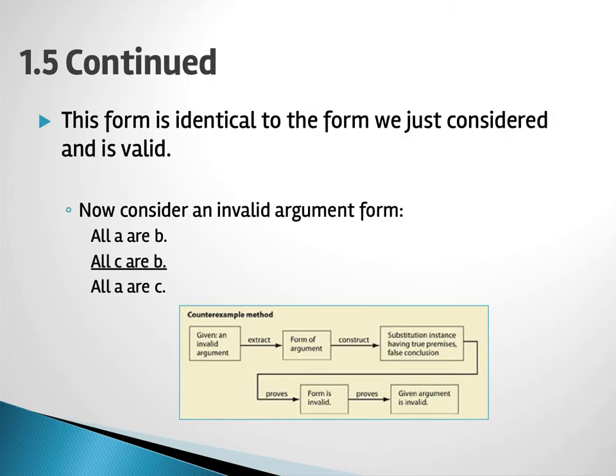Now, the second step is you have to determine if an argument is invalid. What you need to do is, once you've got it in form, let's take this form for instance, all A are B, all C are B, all A are B. You have to be creative here. You have to come up with examples. That's why we call it a counterexample. An example in which the two premises are true, but the conclusion is false. If you can do that, just one example, then you've demonstrated that the argument is invalid.